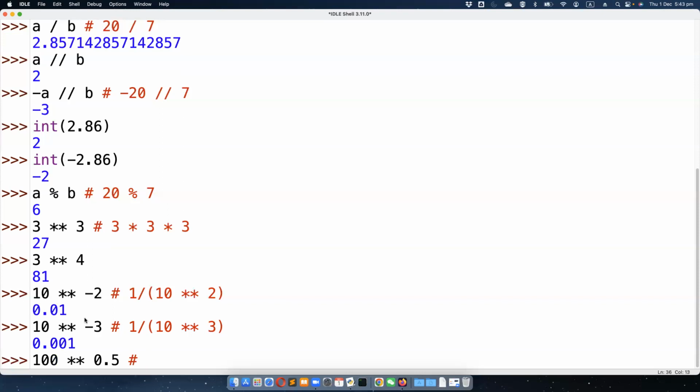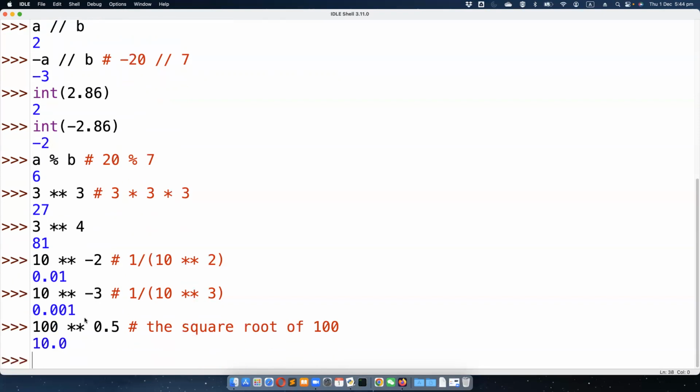Note that the exponent can be a decimal number too, like 100 powered by 0.5. That is the square root of 100, which is 10. But please notice that when the exponent is a decimal number like 0.5, the result will also be a decimal number, although the decimal part can be 0 in this case.